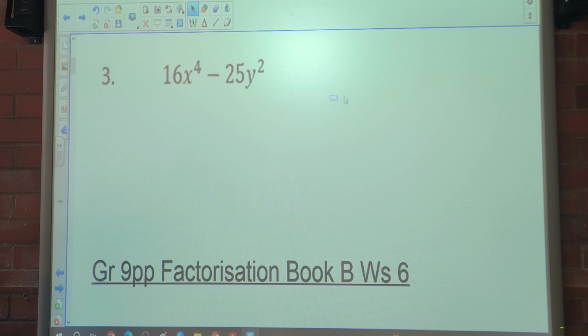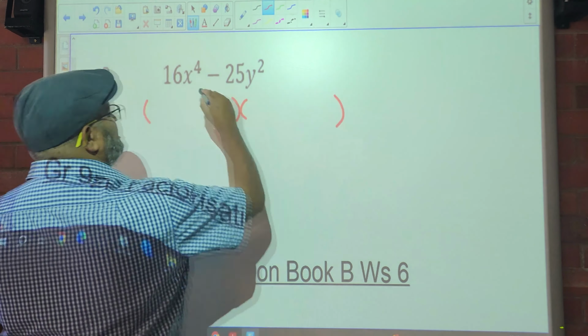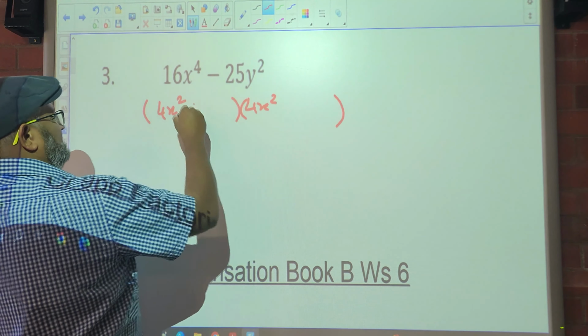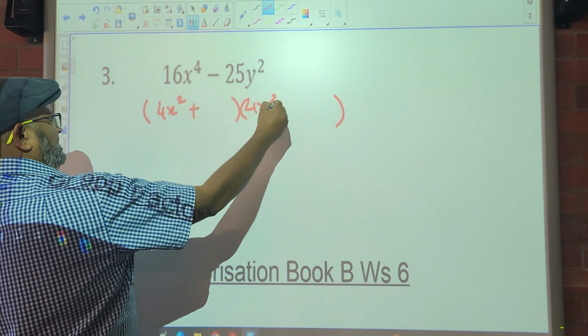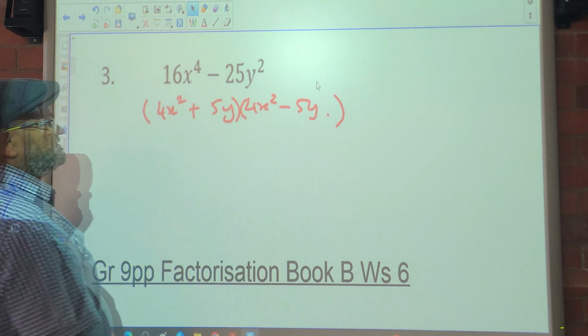Number 3. Are there two terms? Yes. Is there a negative between the two terms? Yes. Are both perfect squares? Yes. So, what's the square root of 16x to the 4? 4x squared. One plus the other, minus, the square root of 25y squared? 5y. You all agree with that?